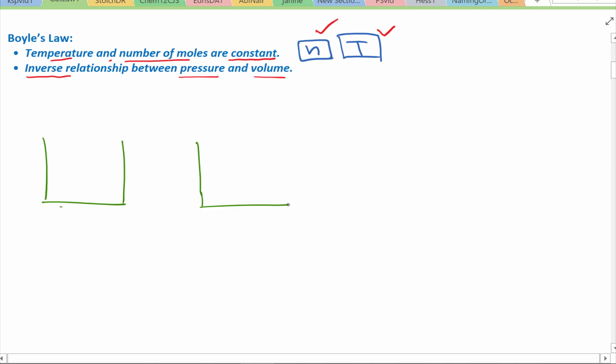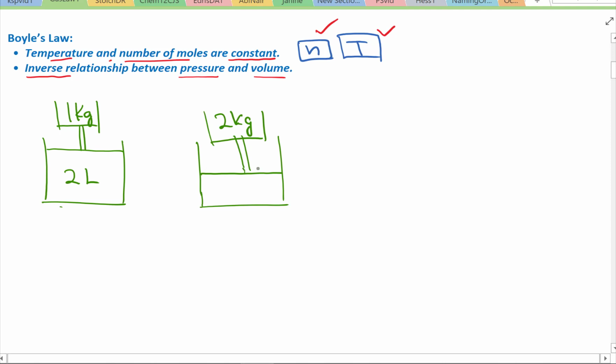So what's the relationship? Boyle's law says there is an inverse relationship between pressure and volume. Look at this one. You put 1 kilogram on trapped air, which is 2 liters. You increase the weight to 2 kilograms. What happens? The trapped air would be 1 liter, right? So that's the inverse relationship. Lower the pressure, higher the volume. And increase the pressure, lower the volume, right?